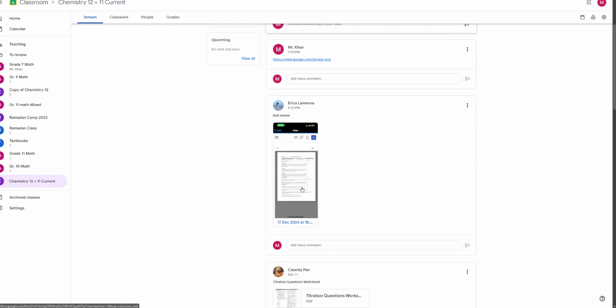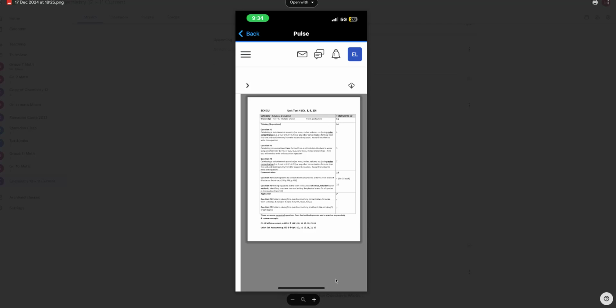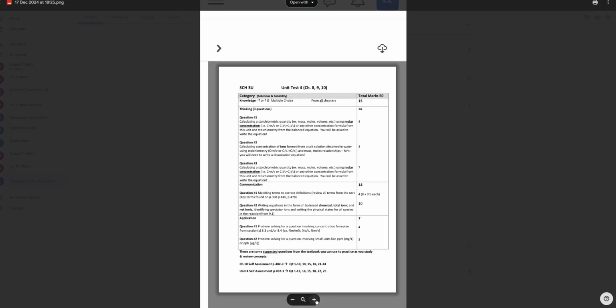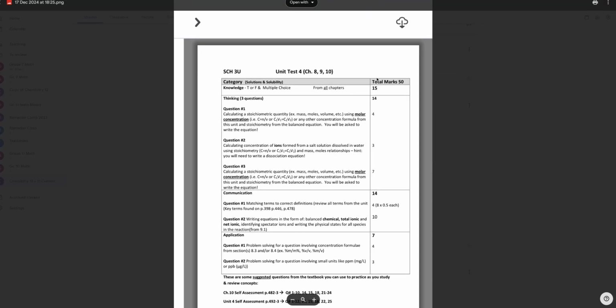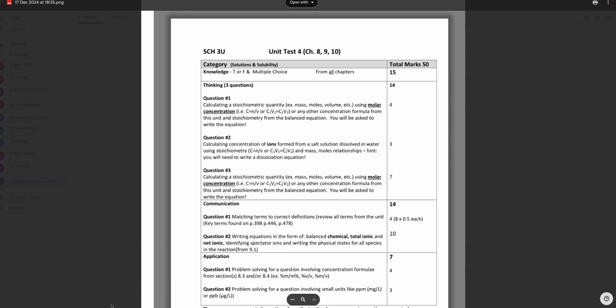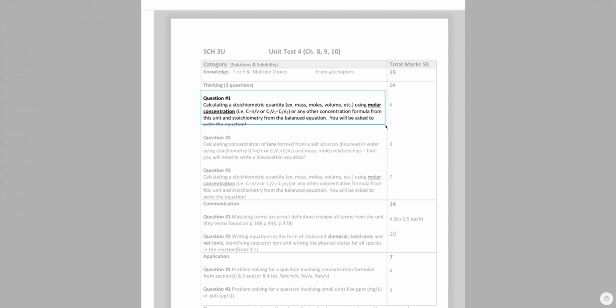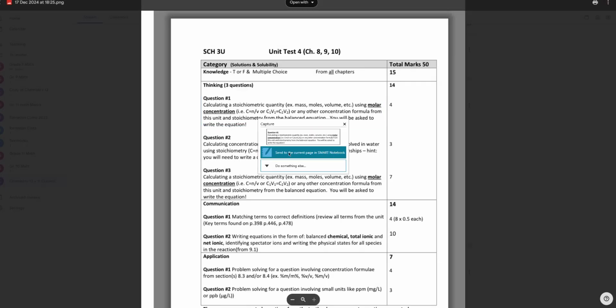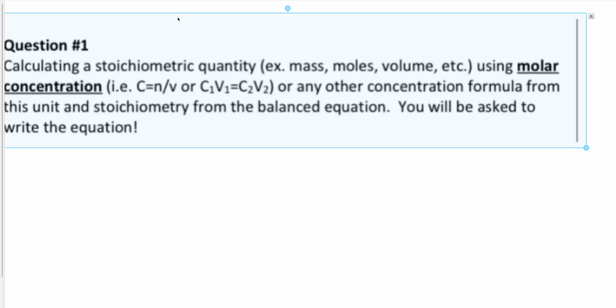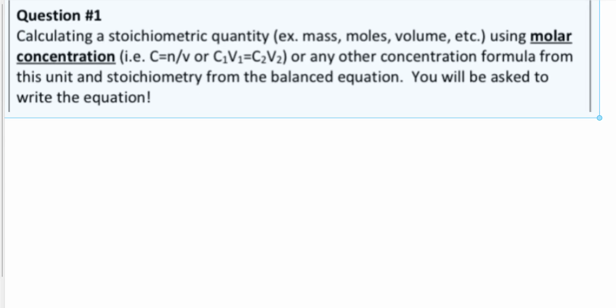All right, so if you want to just start from the beginning. What is this? Grade 11 chemistry, unit 4, test review. Okay. All right, let's just do the question. Okay, let's go ahead.